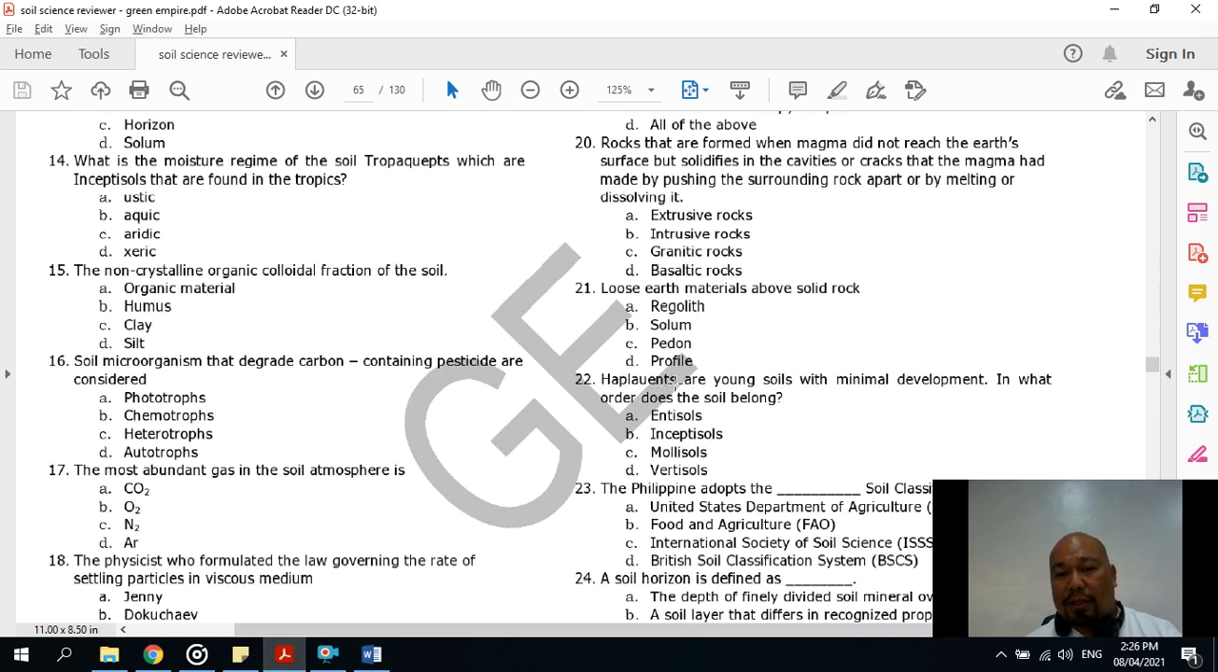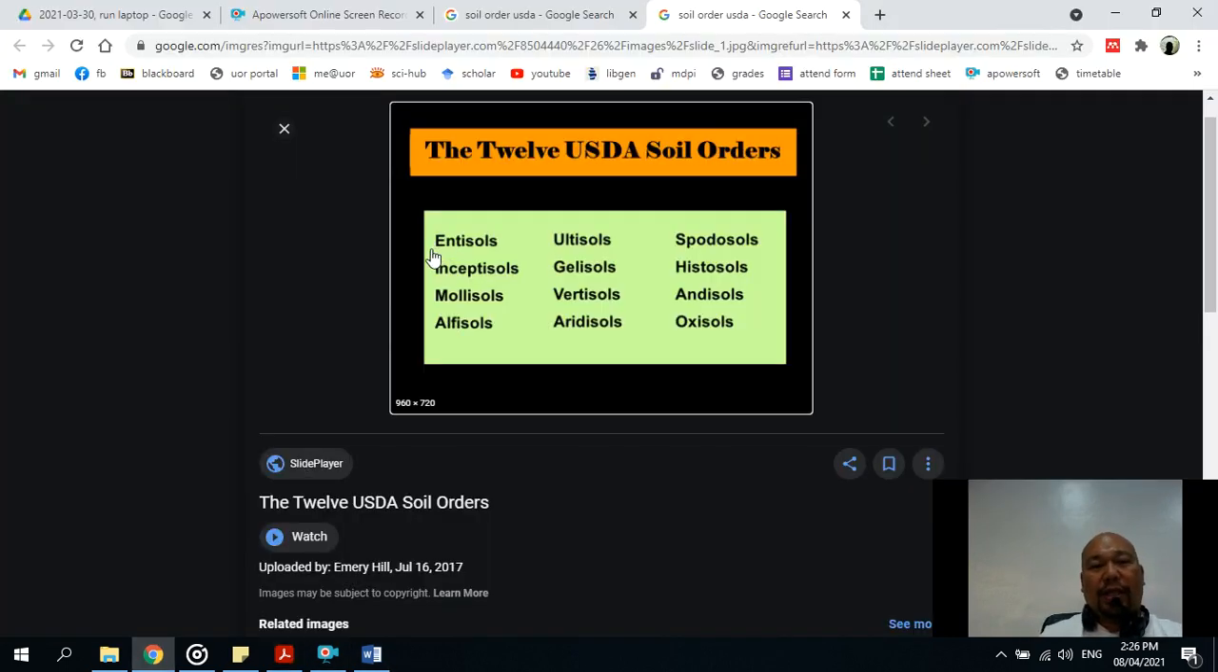Entisols. Ept man ang inceptisol. So lahi siya gipanggamit, no? So ang entisols is ent. Ang inceptisols is ept. Ang mollisols, I think is mol niya. Ang alphisols, ult ang ultisols, ang gellisols na ay gel, ang vertisols kay na ay vert niya. Ari ang aridisols niya, murag spopod ang spodosols niya. Histo ang histosols niya, andipod ug oxy.